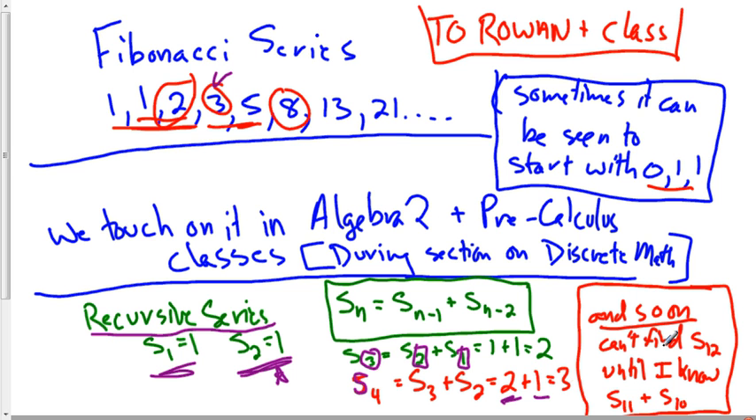So I cannot find the 12th number in the series until I know the 11th number and the 10th number. I can't find the 19th number until I know the 18th number and the 17th number. So that keeps going on and on. That's known as a recursive series.